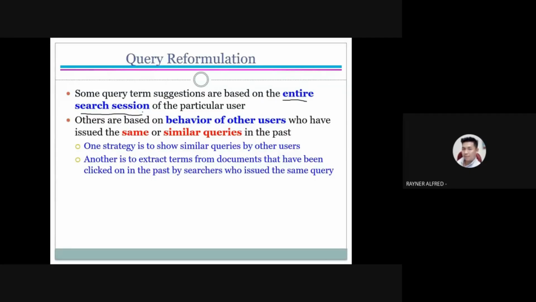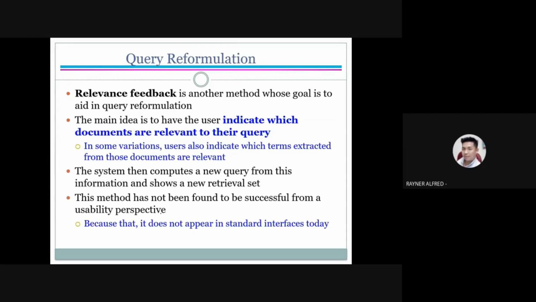Others are based on the behavior of other users who have issued the same or similar queries. So this one is more about the number of hits. Okay? Number of hits. So when most people type this, they also suggest this, because different people use the same term to describe what they want to search.